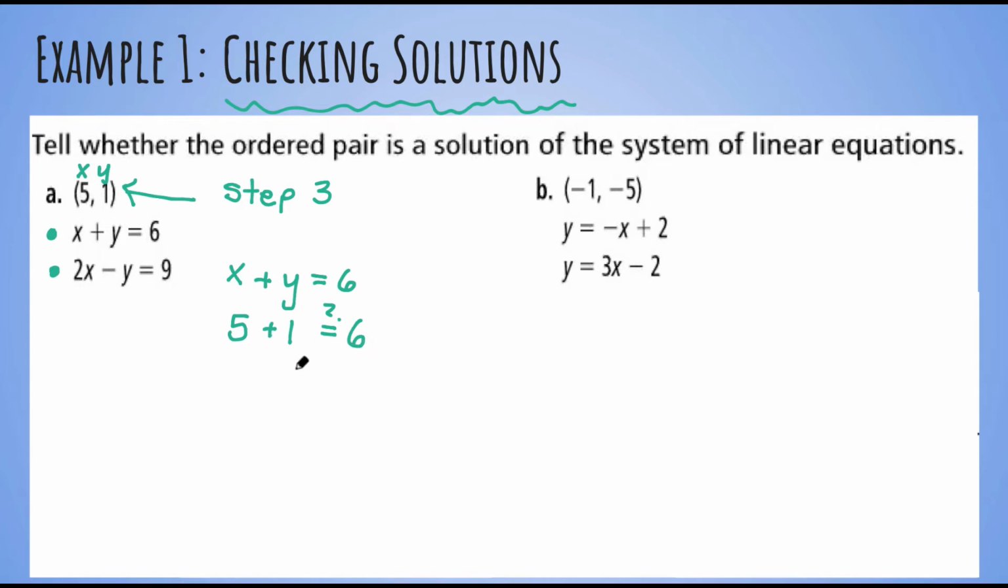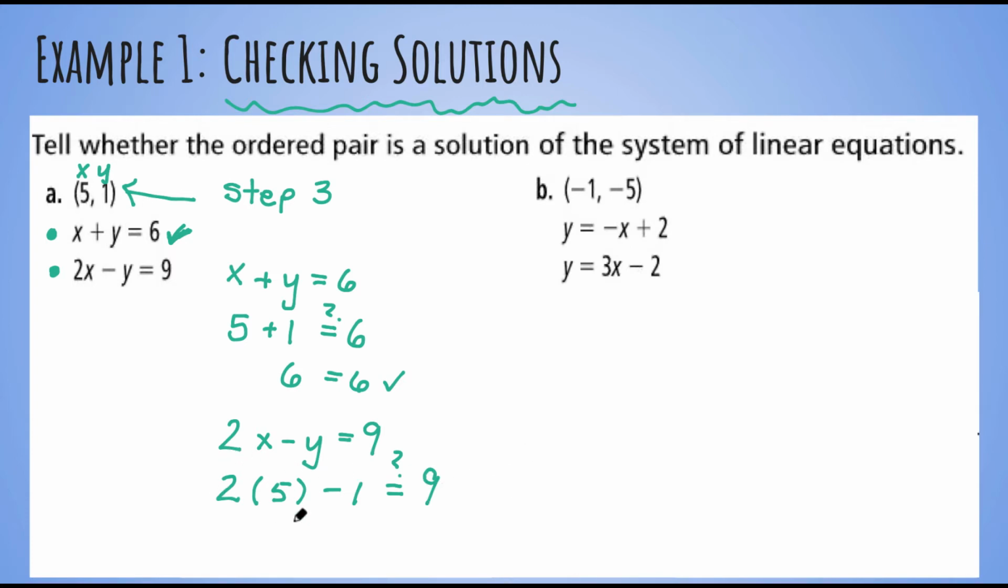So we're doing a check. And sure enough, we can see 6 equals 6. So what this means is the point (5, 1) is going to fall on this line. Now we need to check to see, does this same point fall on the second line? So we have 2x minus y equals 9. And we're substituting in our values for the ordered pair. So it's 5 for our x, and we're subtracting 1, which is our y, and we want to know, does the left side equal 9?